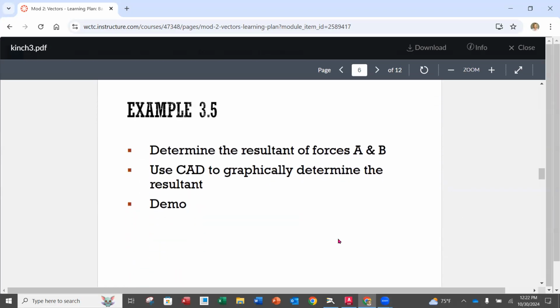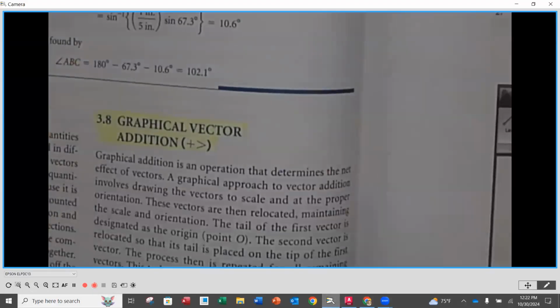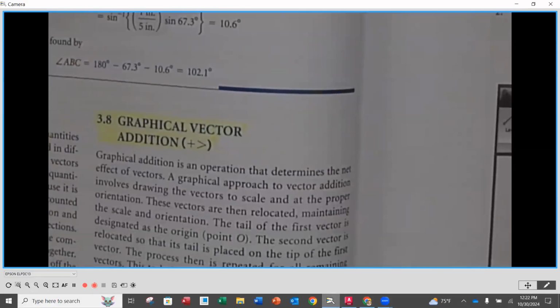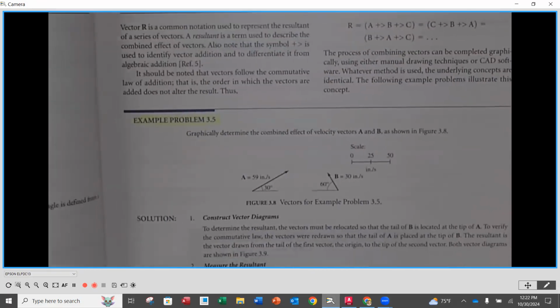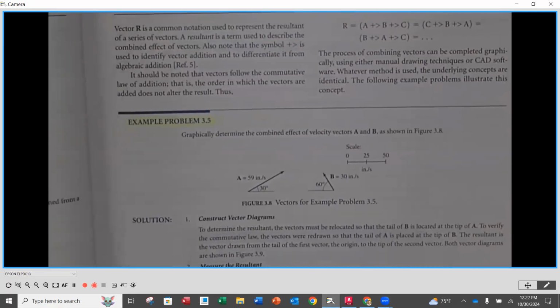So let's do a vector addition. This is going to be example 3.5 on page 49. We are going to be using AutoCAD, so if you want to pull out your AutoCAD and get that going, if you haven't done so already, we're going to be using it for this first problem. Let's sneak this over a little bit.